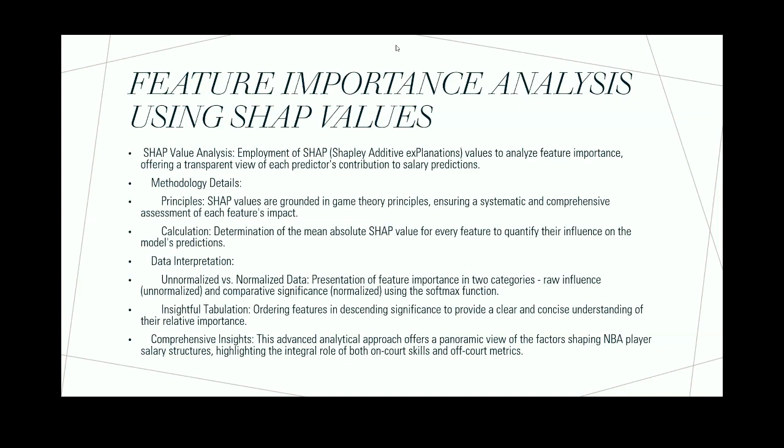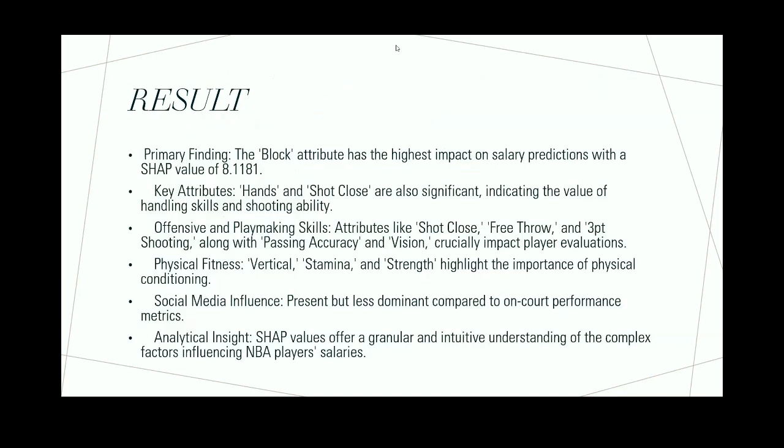For these comparisons, it's unnormalized data versus normalized data, and there are comprehensive insights from using SHAP. So here's the result. The primary finding here is block. Block is a defensive-related attribute. It looks like a player's defensive skills are going to have a high impact on their salary.